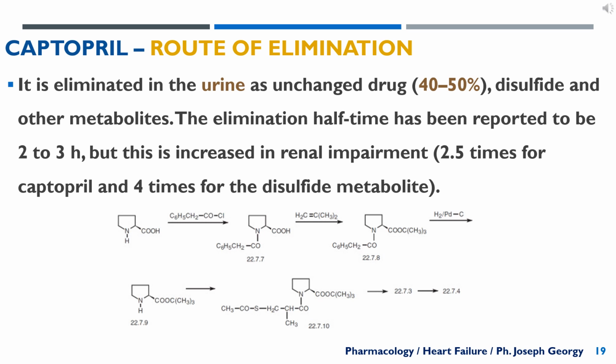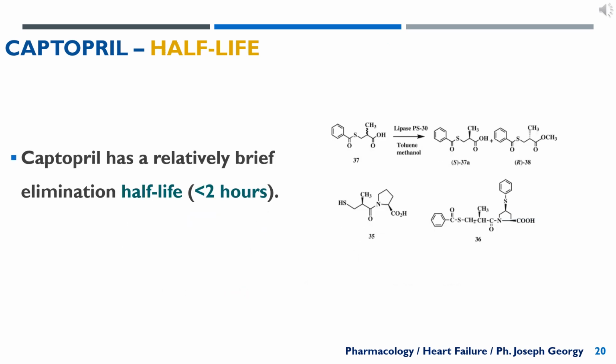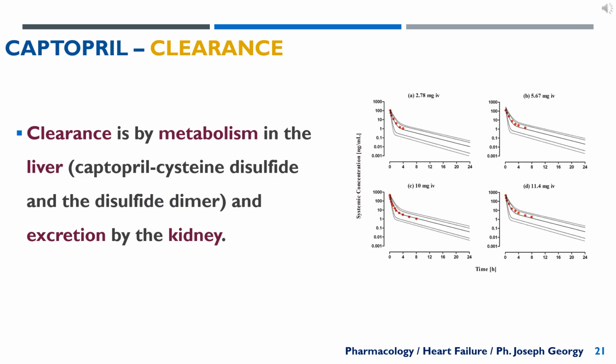The elimination half time has been reported to be 2 to 3 hours, but this is increased in renal impairment, 2.5 times for captopril and 4 times for the disulfide metabolite. Captopril has a relatively brief elimination half-life, which is less than 2 hours. Clearance is by metabolism in the liver, captopril cysteine disulfide and the disulfide dimer, and excretion by the kidney.